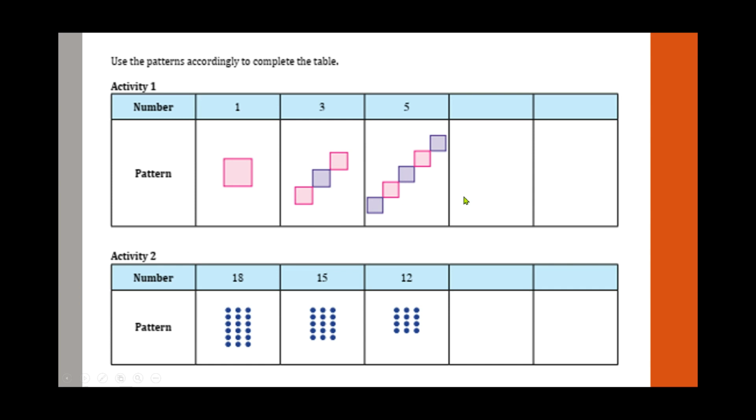So what do you think we should fill in this blank space? Any idea? What is the number that we are going to fill in? 7. Yes, very good, 7. Because you can identify already, it is plus 2. So 5 plus 2, we get 7. And so we are going to have how many squares here? Also 7, right? But then you follow the arrangement of the color here.